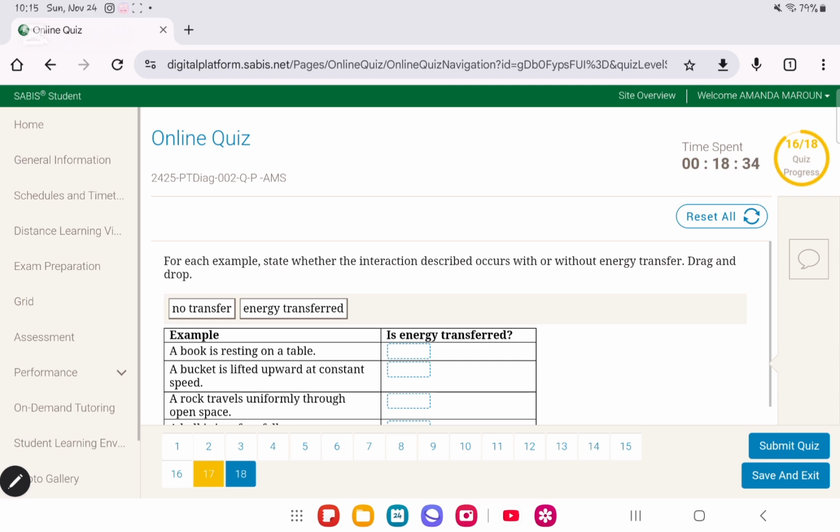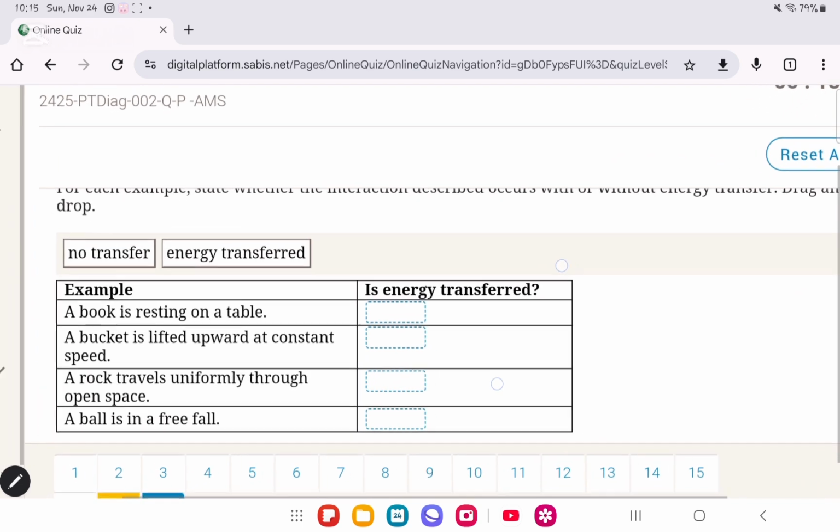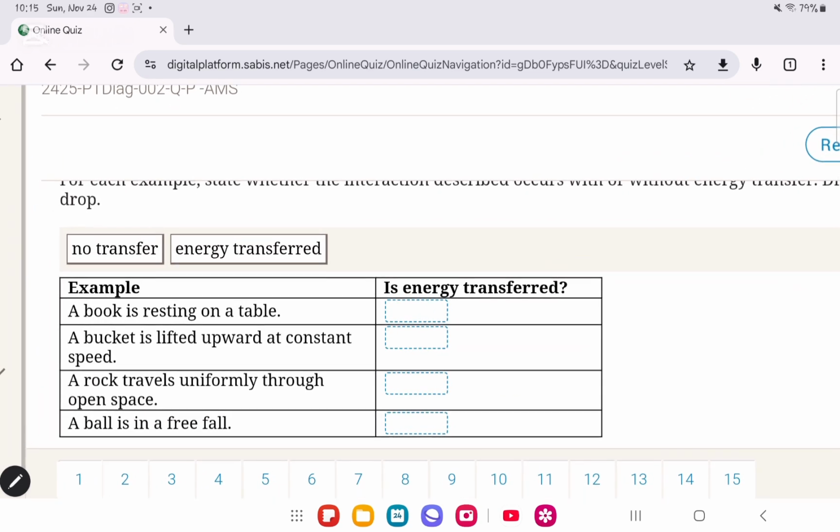Now we move on to question number 17. They're asking us, is energy transferred if a book is resting on a table? If it is resting, it's not moving, so there's no energy transfer. A bucket is lifted upward at a constant speed. There is an energy transfer. Why? Because it is moving. As long as there is motion, then there is an energy transfer.